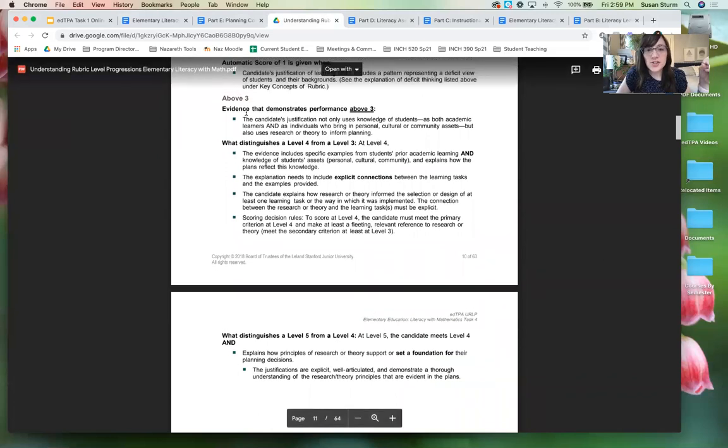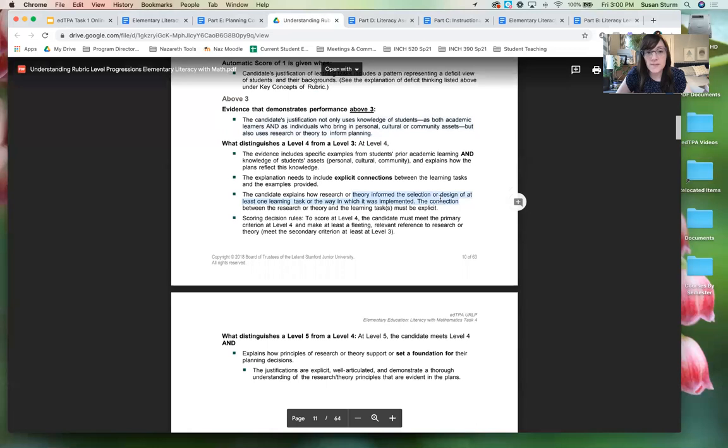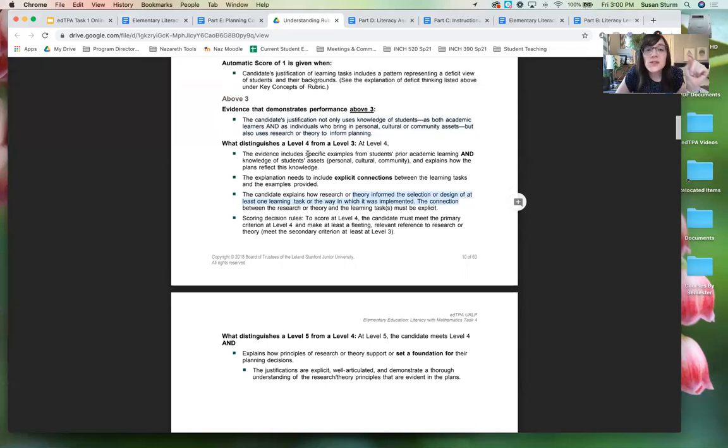So above a level 3, your justification not only uses the knowledge of your students, both as academic learners and as individuals, but you're also using research and theory. So you're more connected in your research and theories. You're not just saying, I use social cultural theory, period. You're able to make explicit connections between the learning tasks and the examples you provide and the theory. So your evidence includes specific examples from your students' prior learning and your knowledge of them. What they mean here is literal specific examples.